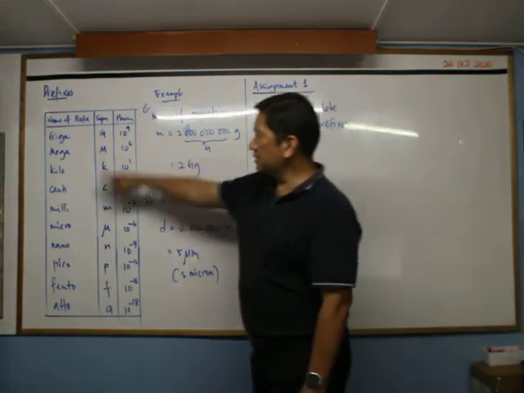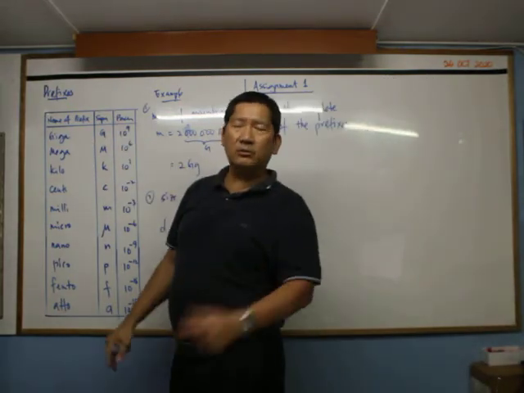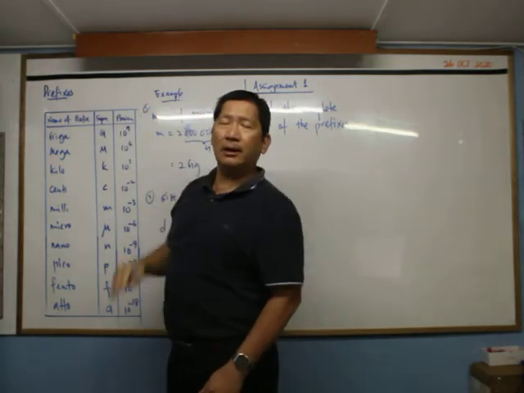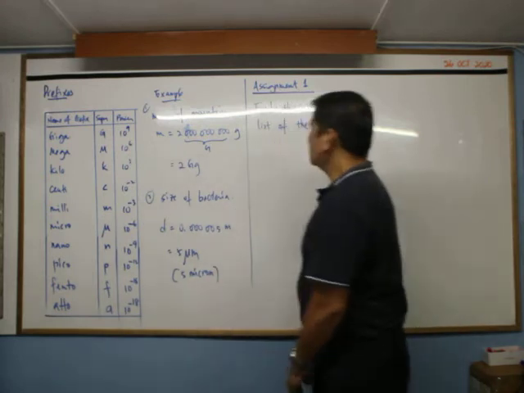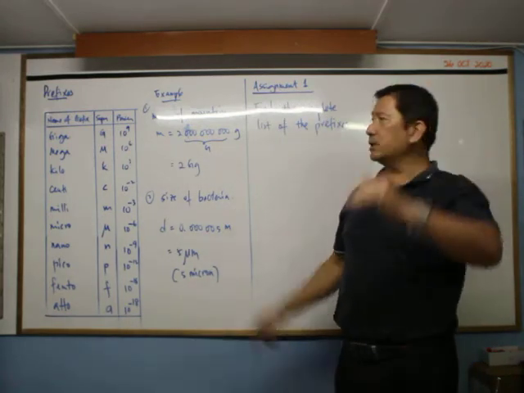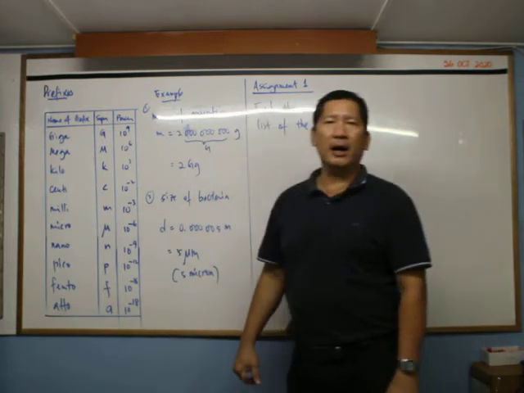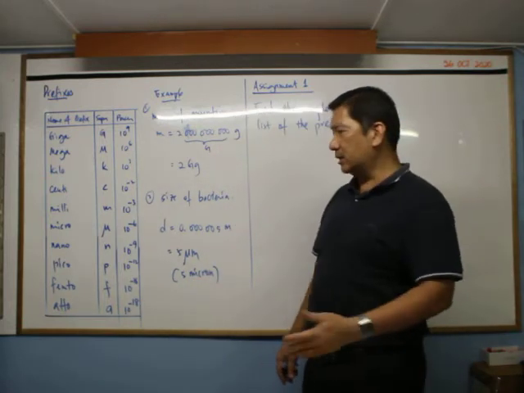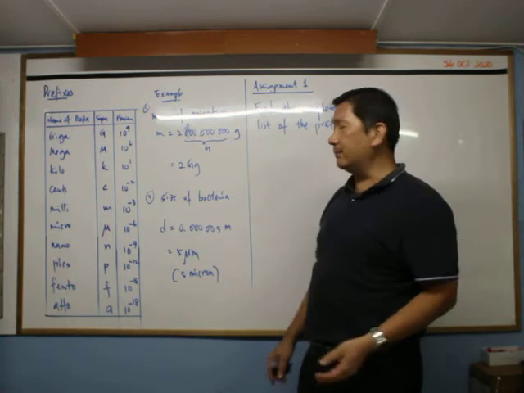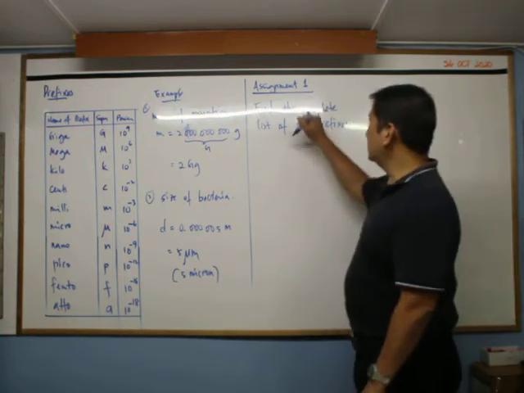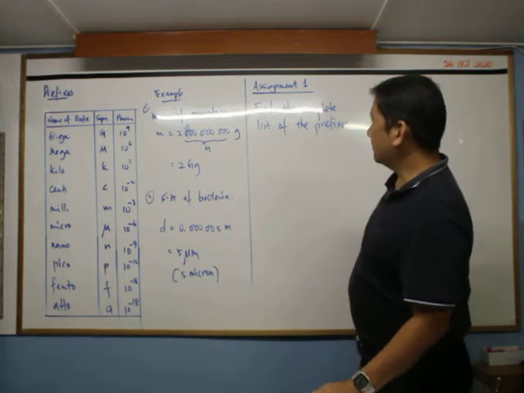So other than this, you need to find out on the internet, Google them, and find out other than 10 to the power 9, what else do we have? Just to let you know, the highest power is 10 to the power 24, and the smallest one here is 10 to the power negative 24. They have some very unusual names, like Yocto and so on. Okay, let's find out. So this one is your assignment number 1.